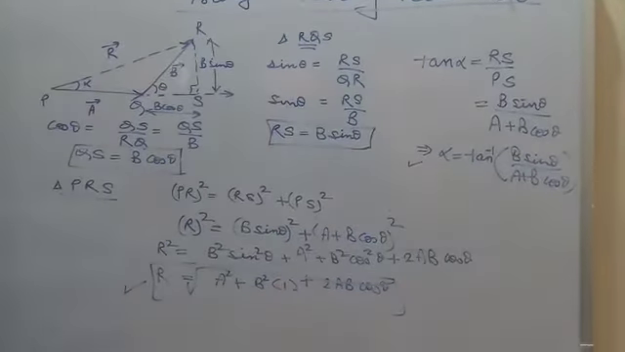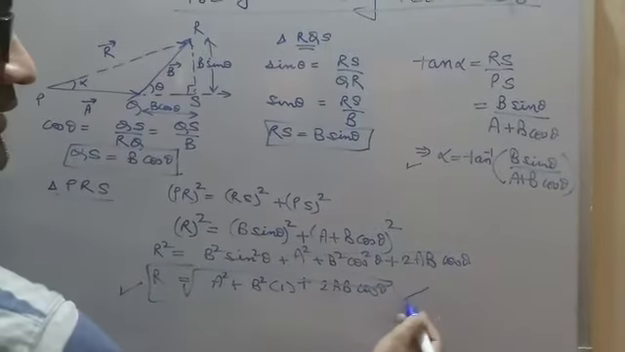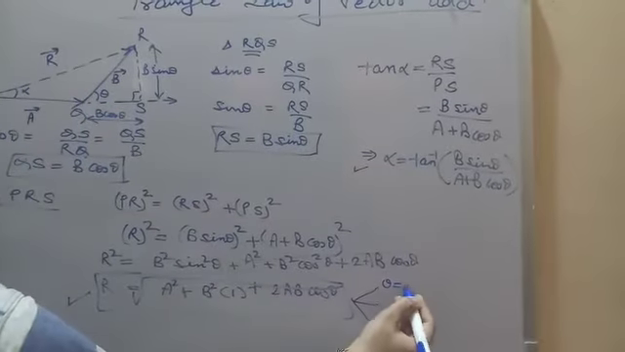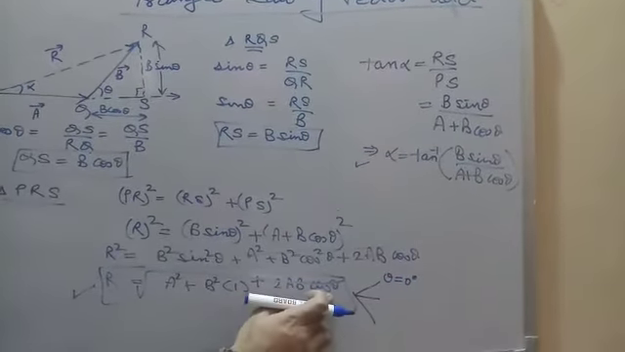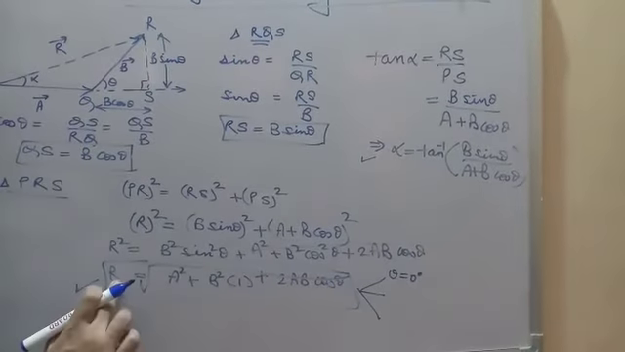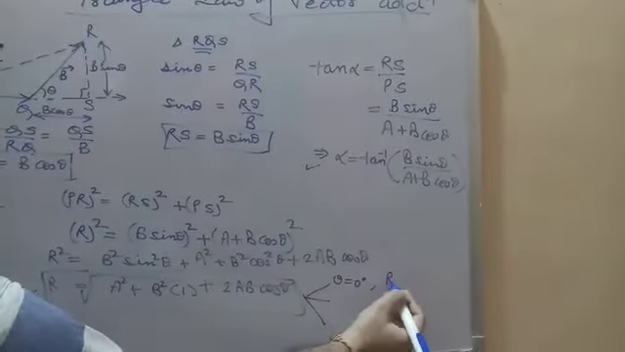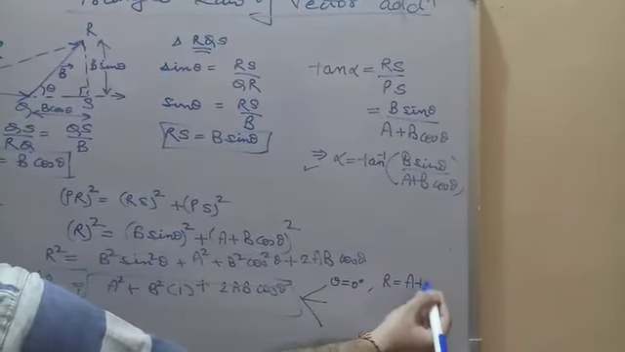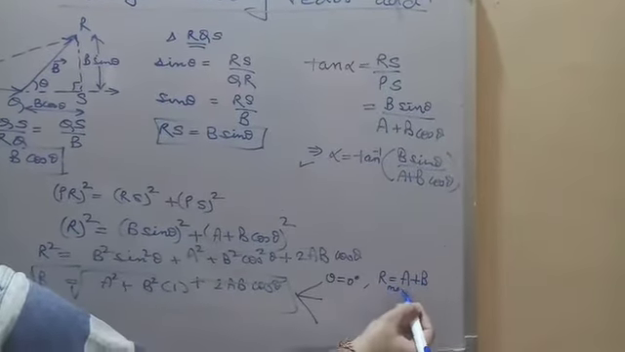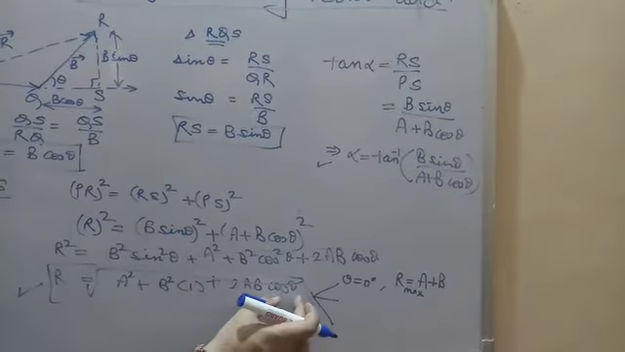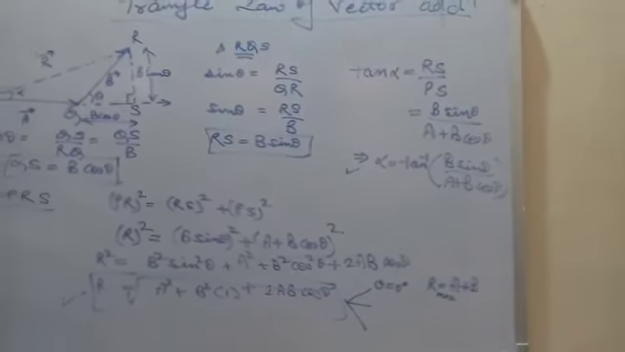And then we can discuss the cases under it. Like if you take theta as 0 degree, cos 0 becomes 1, and you get R as under root a square plus b square plus 2ab, that gives R as a plus b, and that gives the maximum value because cos 0 degree is 1, and that is the maximum value of cos.